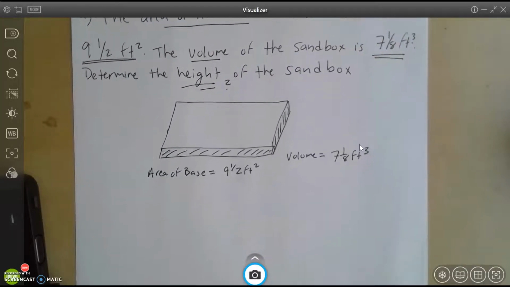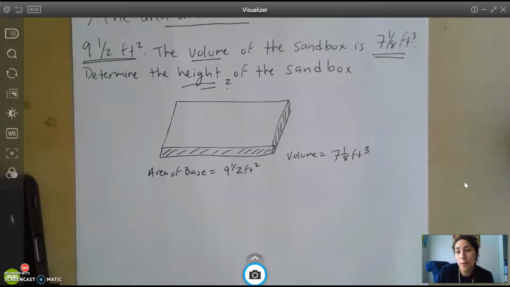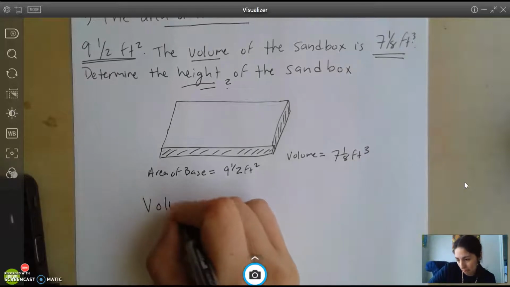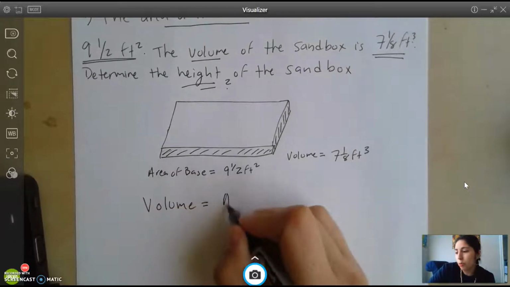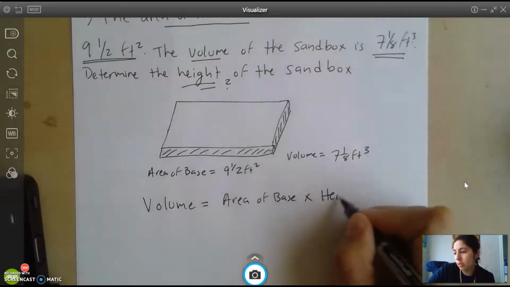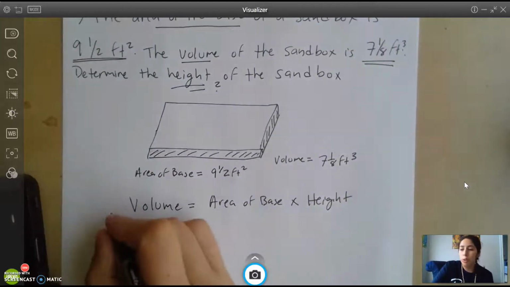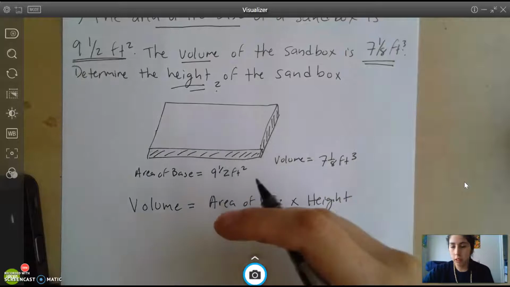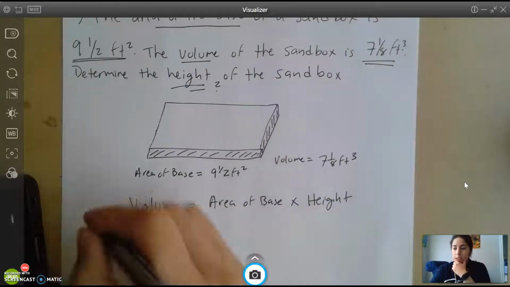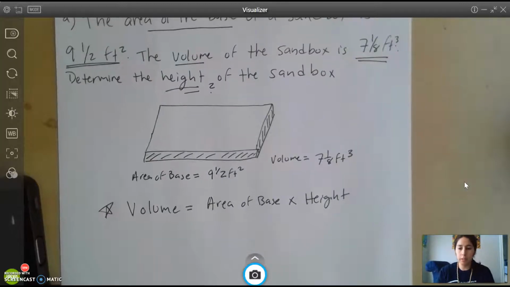Volume. So now you're asking yourself, what do I know about volume? And let's go from there. Volume is equal to area of the base times the height. That's what we know. We're going to use this formula to solve essentially all of the problems for today's lesson. So you're going to be using this a lot. Volume equals area of the base times the height.